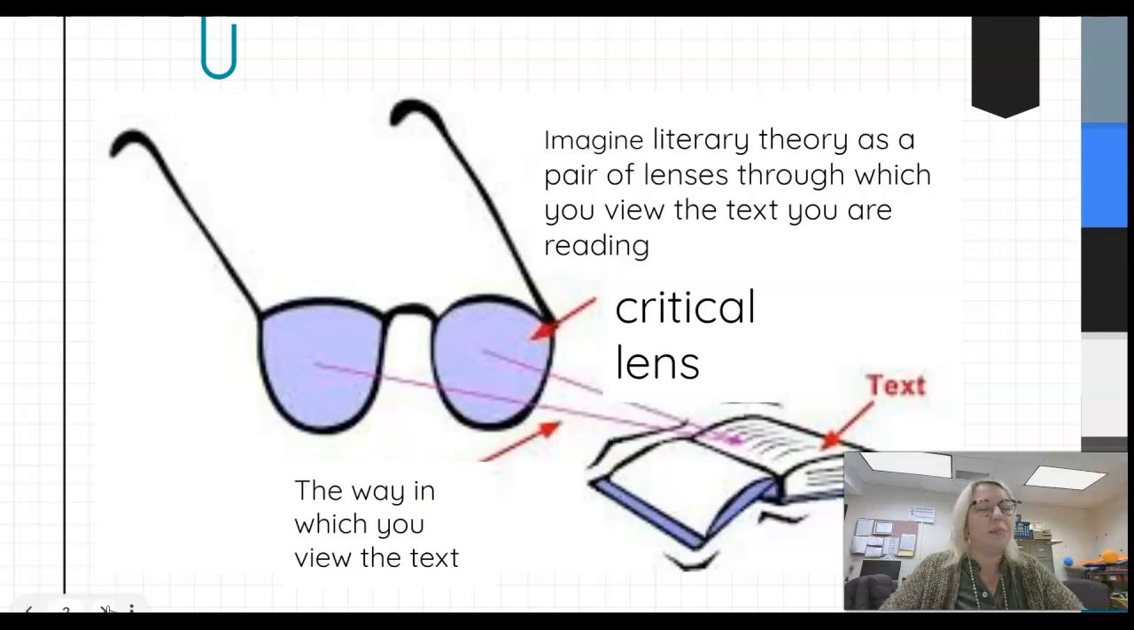There is something in literature that we call literary lenses, also known as literary theories. And what I want you to do is to imagine that you put on a pair of glasses in order to read the text. And maybe the glasses are kind of purpley like this pair, or they're blue, or they're pink, or they're yellow. Whatever color it is, it's going to make everything you see through it look different, right? So think of that when you think of a literary lens.